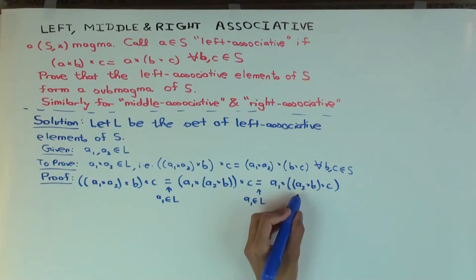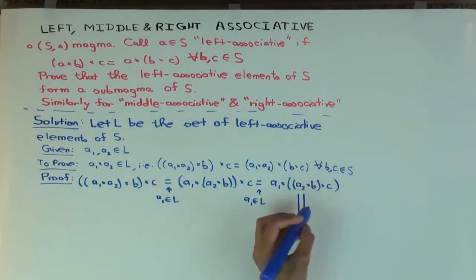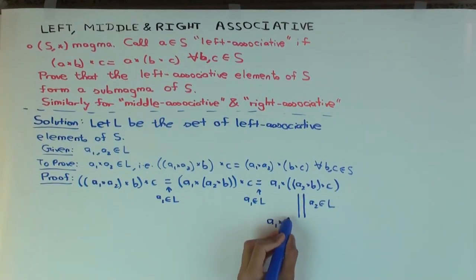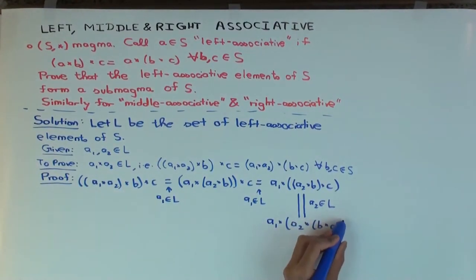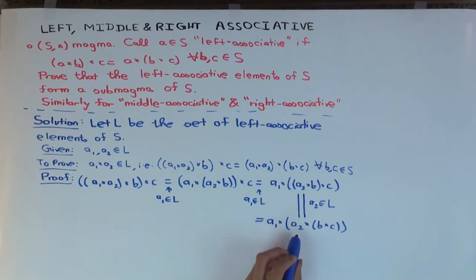Let's move down. What next? A2, B, C. Now A2 is left associative, so you can use A2 as an L. So what will happen? A1 star, A2 star, B star C. And then what do you use? They're almost there. Just use A1 star A2. So A1, A2, and B. Use these three, this, this, and this, and you'll get the result.